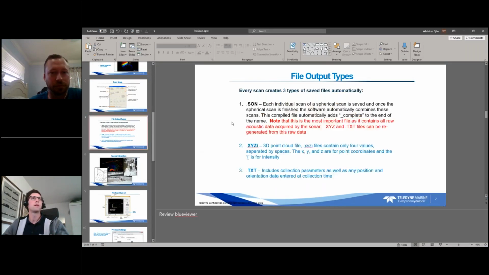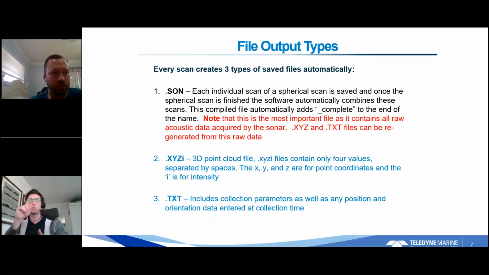So next slide, output types. Every single time you set up a scan, click start scan, and it runs and actually does the scan, you're going to get 3 files output. The 3 files are a .son, similar to the 2D, or same as the 2D, a .xyzi, which is your main point cloud file, and then a text file, which actually just includes your parameters, whatever settings you specified. So you're always going to have 3 files coming out of Proscan.